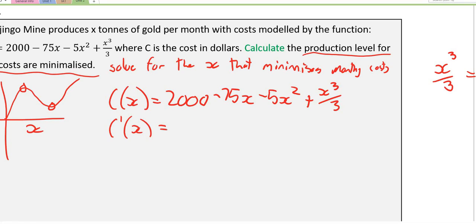Come on, skis. It's negative 75. Then negative 5x squared becomes negative 10x. And then the plus x cubed on 3 would become 3x squared on 3, and that just becomes x squared. And I'm going to once again rearrange.